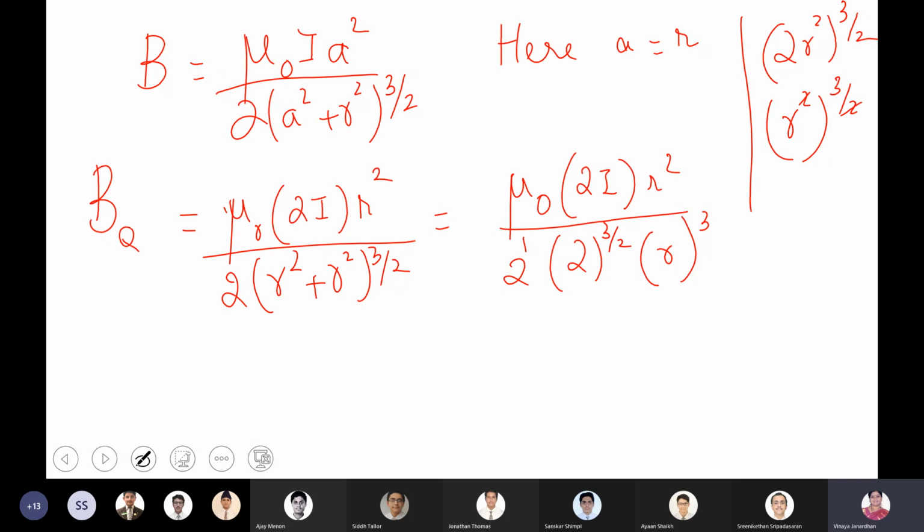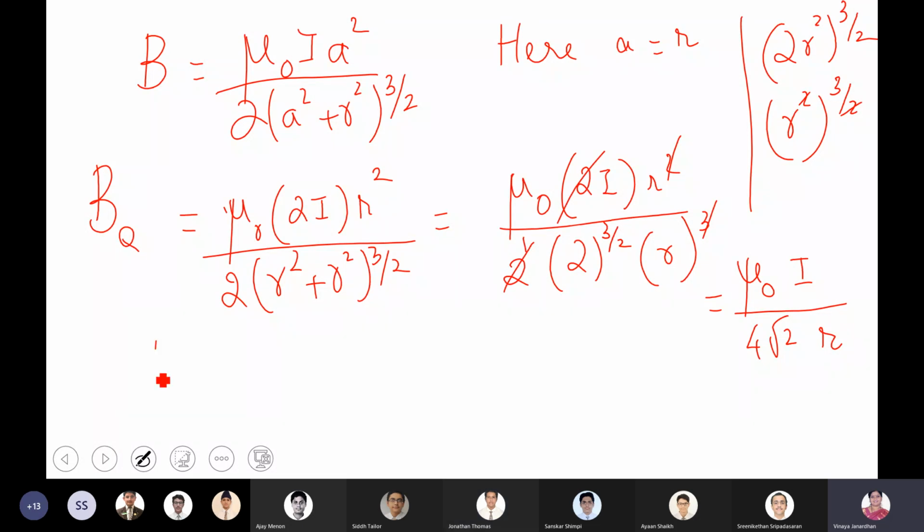What will be the answer here? So this and this will get cancelled. Mu naught, shall we cancel these both? So it will be mu naught I by 4 root 2 R. Is that correct? Because 2 to the power of 3 is 8. Square root of 8 is 4. Is that correct? It will become 4, right? Yes. 4 root 2 into R.